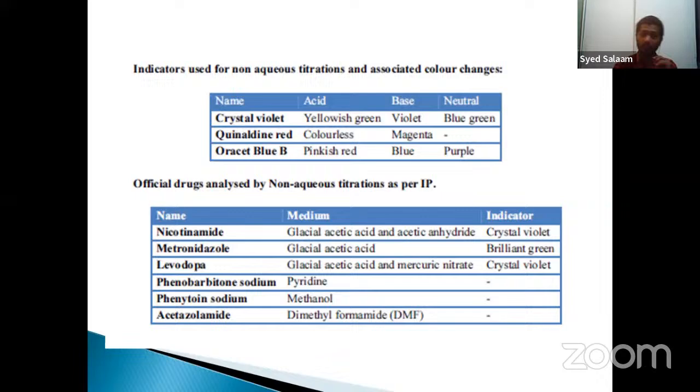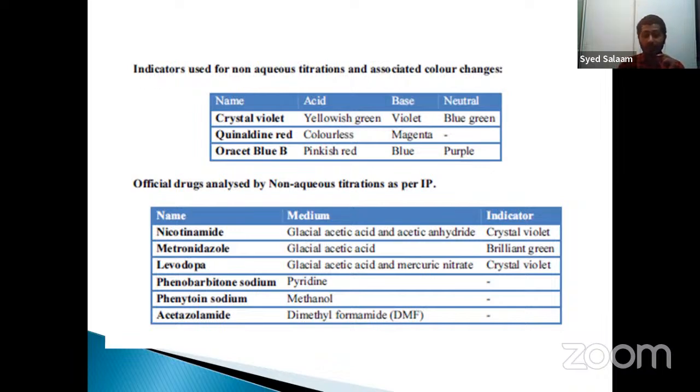Indicators like thymol blue, which I have seen in many standardizations, has a yellow color in basic media and red color in acidic media. Crystal violet is yellowish in acidic, violet in basic, and blue-green in neutral. Quinaldine red is colorless in acidic media and magenta in basic media, and shows no color in neutral. Oracet blue is pinkish red in acidic media, blue in base, and purple in neutral.